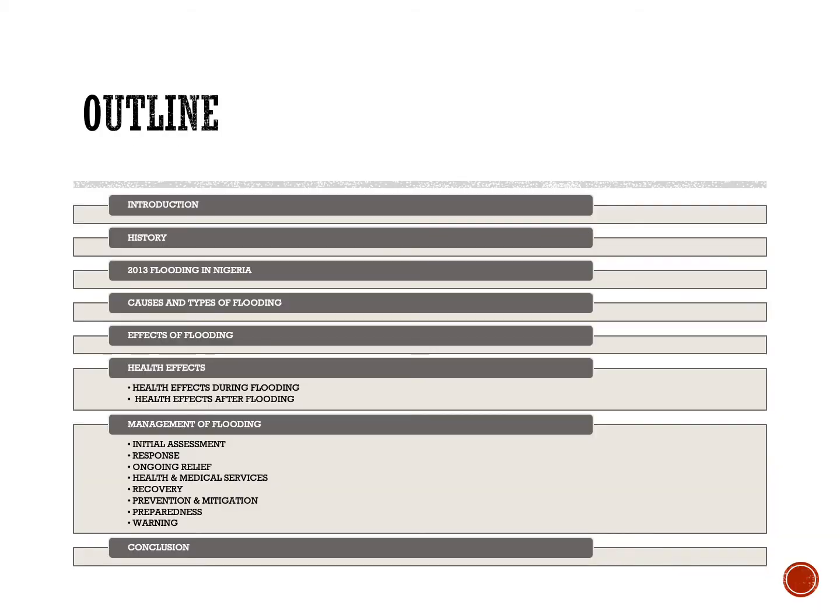As part of the outline, we're going to do a brief introduction, the history of flooding, then we will narrow down to the 2013 flooding in Nigeria, look at the causes and types of flooding, we'll look at the effects of flooding, and then concentrate more on the health effects both during the flooding and after the flooding. And then we'll go into the crux of the matter, which is how do we manage it using the management cycle, after which we'll conclude.